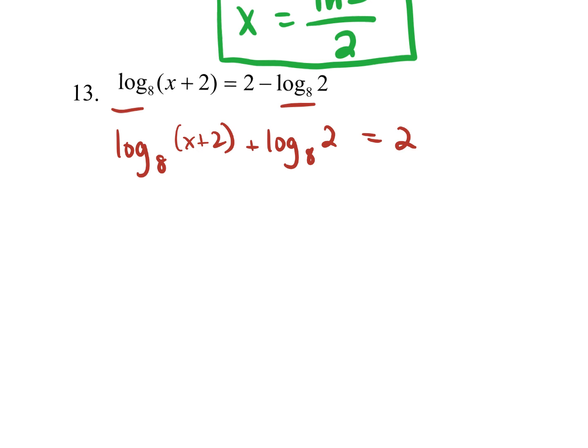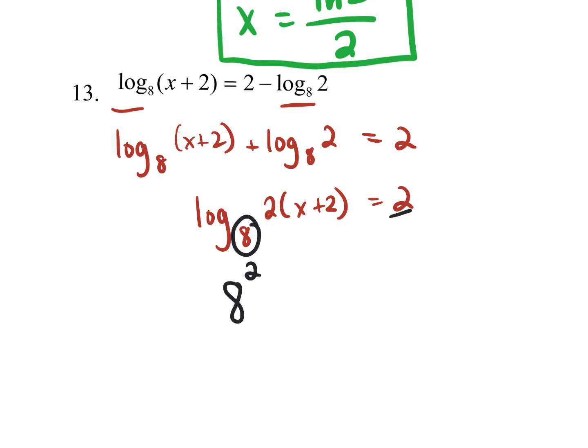So we get log base 8 of x plus 2 plus log base 8 of 2 equals 2. Now the reason we get them on the same side is now we can use our property and make this log base 8 of 2 times x plus 2 equals 2. Now we can't just cancel the log because we don't have logs on both sides. So we'll take this base and switch it to exponential. So we get 8 to the power of 2 equals 2x plus 2.